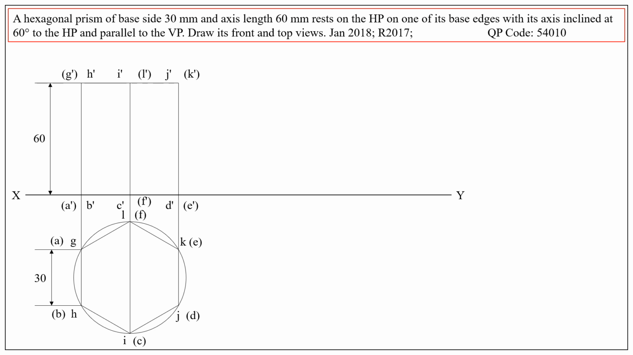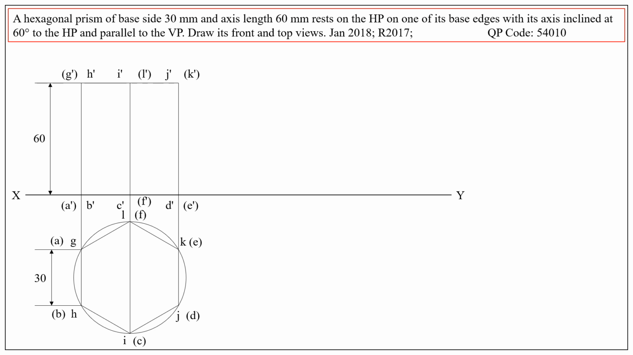For that, we assume the edge DE is going to lie on the horizontal plane. So when the edge DE is lying on the horizontal plane, definitely it is perpendicular to the vertical plane. Therefore, its corresponding front view appears as a point. So that point is D dash E dash in the front view.